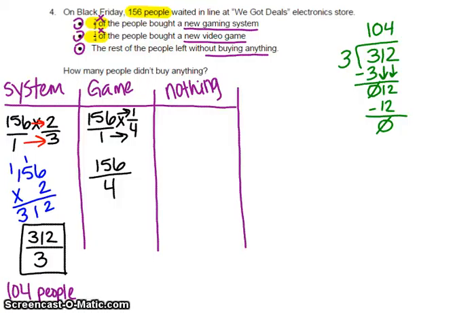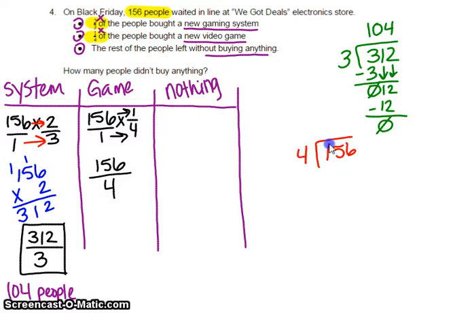Alright, so let's pick up where we left off. So I have 156 over 4. Well, again, I know that that fraction bar means division. So what I want to do is go ahead and divide those. So I'm going to divide them off to the side where I have room. I'm going to take 156 and divide that by 4.